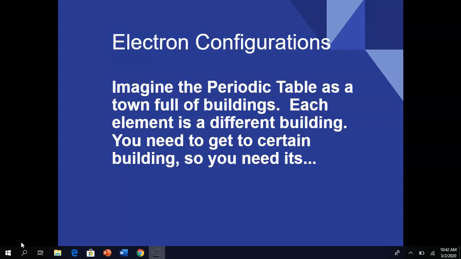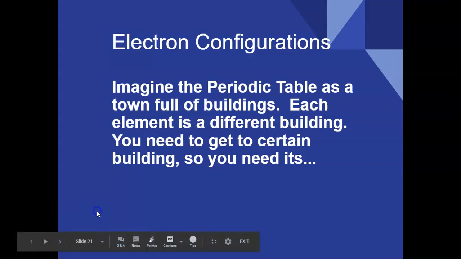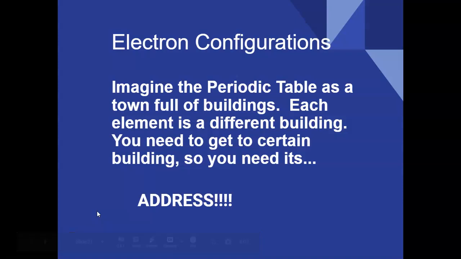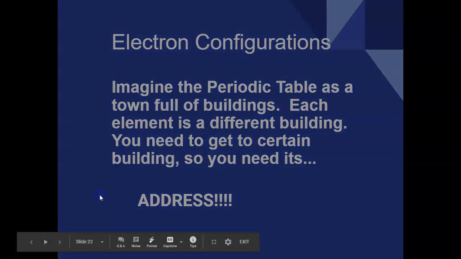What you're going to do is think of each element block, so the hydrogen block, the sodium block, the oxygen block, as a building. Okay. If I told you that I needed you to go to the Duke building in Uptown, what do you need? Well, you need an address. Just like that, every element is going to have its own unique address. And that's what we're looking at today with electron configurations.